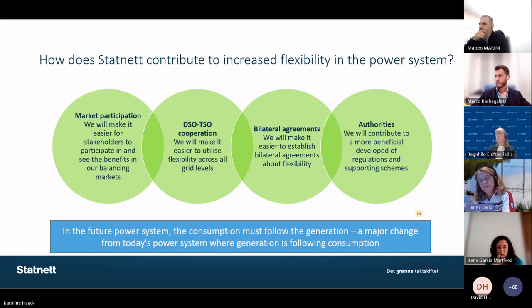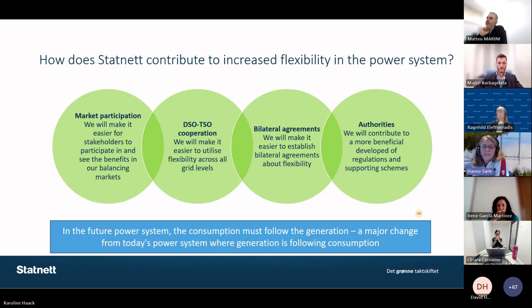That's also if we have the customer connection, or if it's the DSO that has the customer connection. And also we want to contribute to a more beneficial development of regulations and supporting schemes, so to get a proper framework for utilizing flexibility. For what we see in the future power system, the consumption has to follow the generation. And that is a major change from today's power system, where the generation is following consumption.